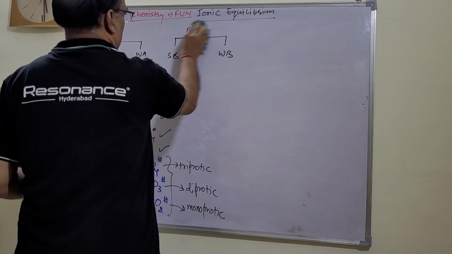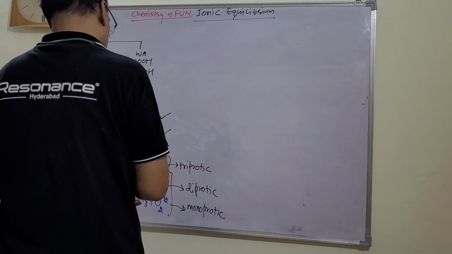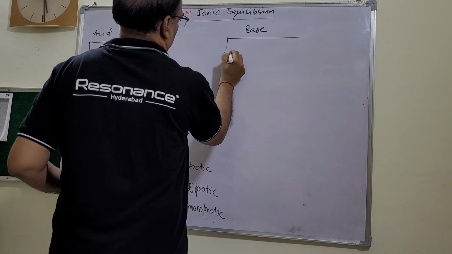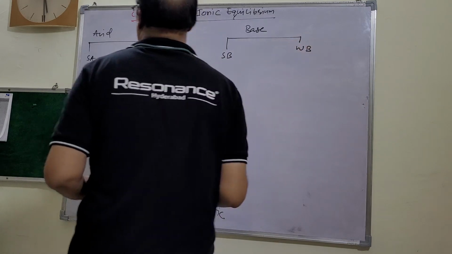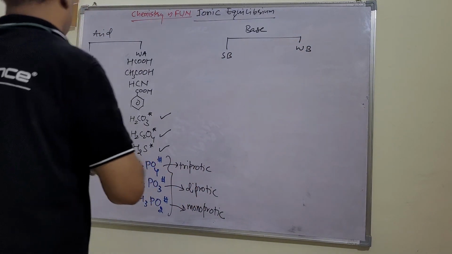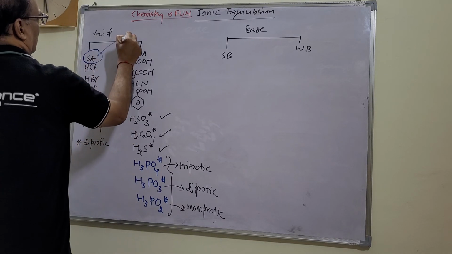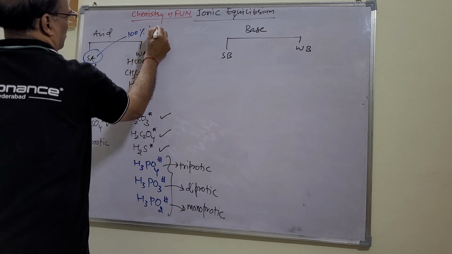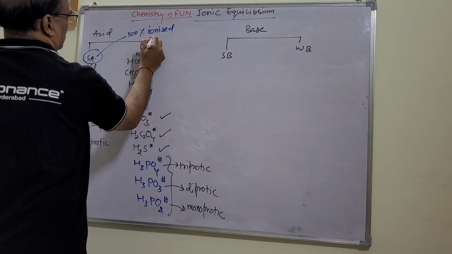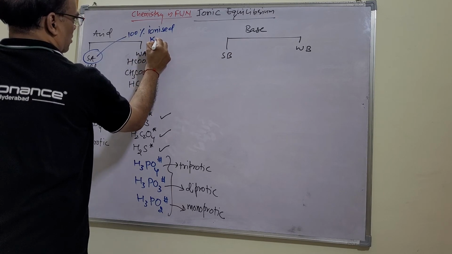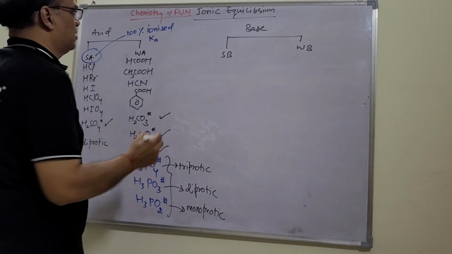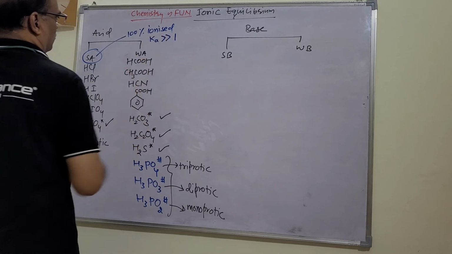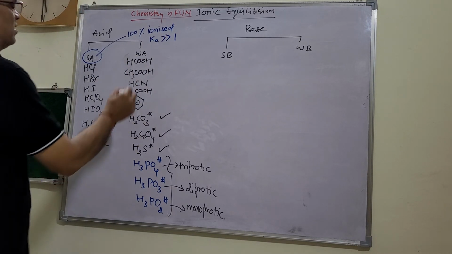So now we have our discussion. Base, I will shift now here, this side. So base again has 2 categories: strong base and weak base. You can recall from the prior information that strong acid means 100% ionized, approximately 100% ionized, and the acid constant Ka, the equilibrium constant for acid, is very much greater than 1. Got it? What is the meaning of weak acid?